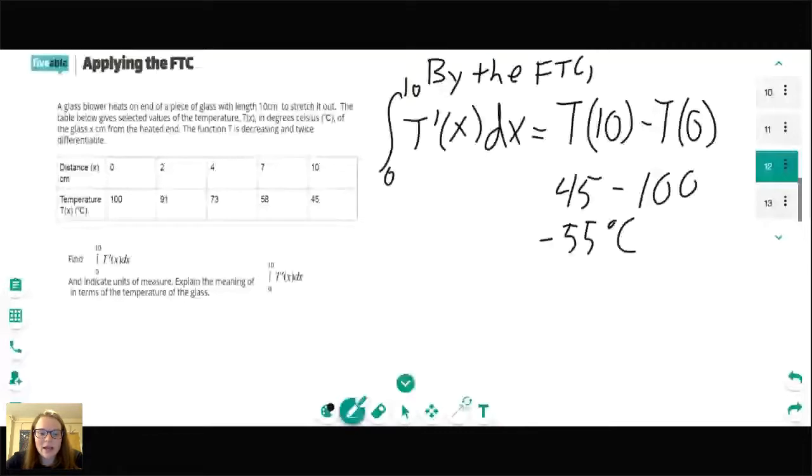Okay, so we had t prime. Okay, let's start with that. What is the meaning of t prime?